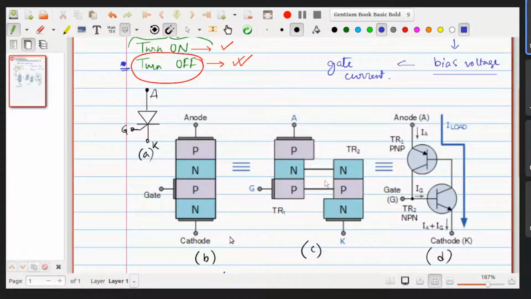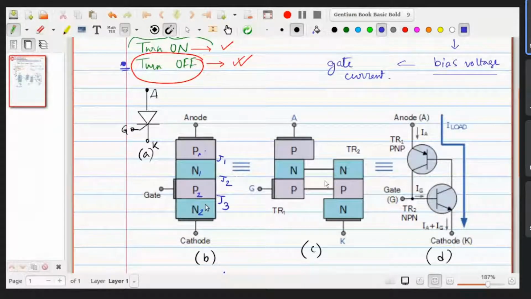Come to figure B. In figure B, what we find is the construction of an SCR, the silicon controlled rectifier. At this point, how many layers are present? If you observe, it consists of 4 semiconductor layers. If I name them P1, N1, P2, N2, we find that there are 3 junctions, J1, J2, J3.